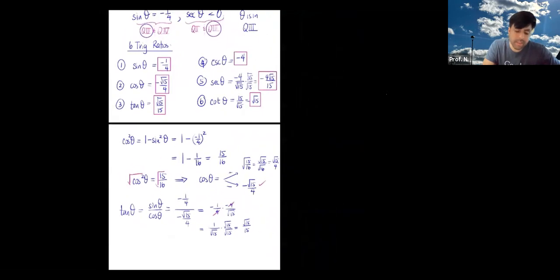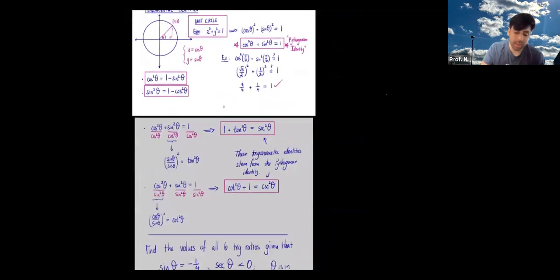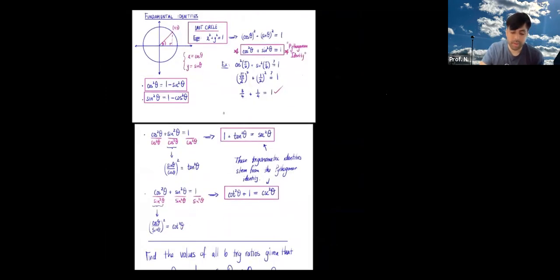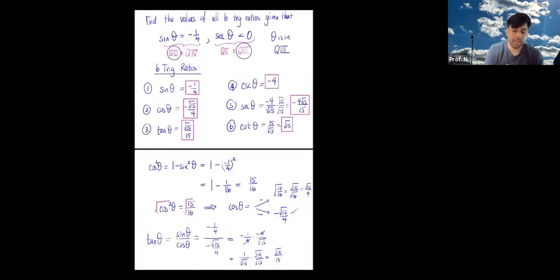Okay, so this is just an example of how, given one trig ratio and one extra piece of information to give us the angle, I can figure out the rest of the 6 trig ratios using the Pythagorean identity and the identities that stem from the Pythagorean identity. That's going to be a good way to find the rest of the ratios without having to draw anything, without having to actually create the right triangles. You don't need it because you have these identities now.